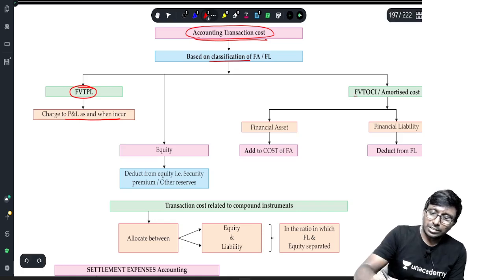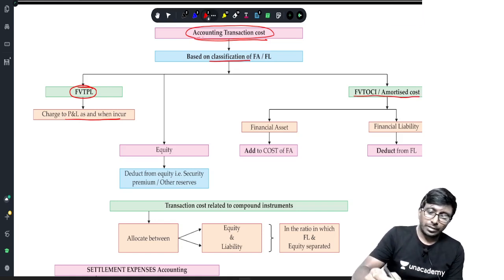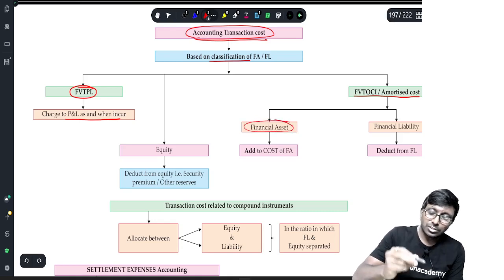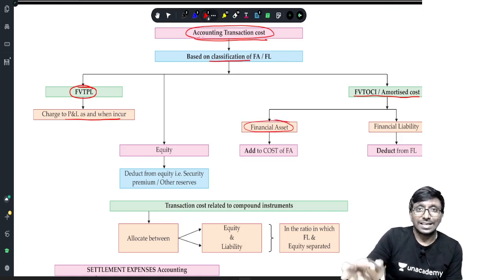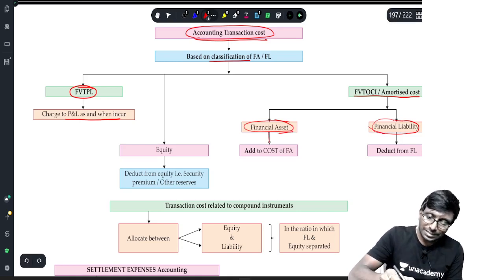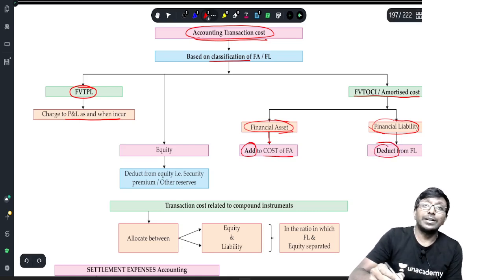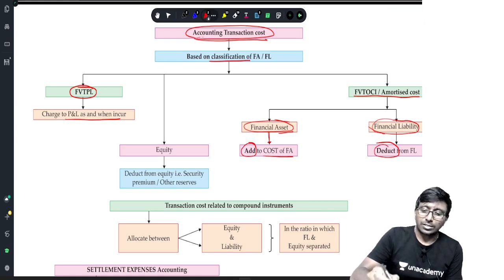If it is FVTOCI or amortized cost, then under that circumstance we ask one question: is it a financial asset or a financial liability? If it is a financial asset, it will be added to the cost of the financial asset. If it is a financial liability, it will be deducted. That is the basic point.